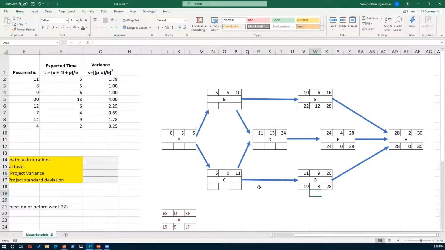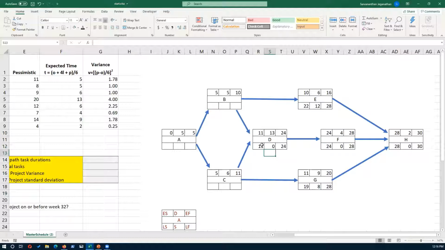And then this task is going to be 24 minus 13, 11. Again, no slack. So again, this task is also in the critical path. So all the tasks which have a slack of 0 are on the critical path.